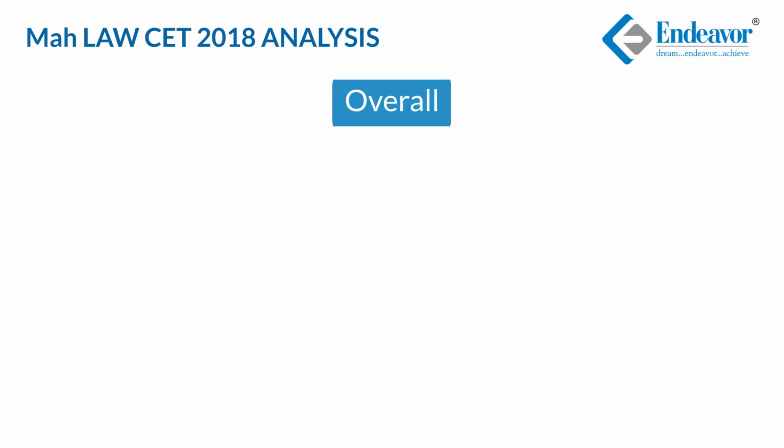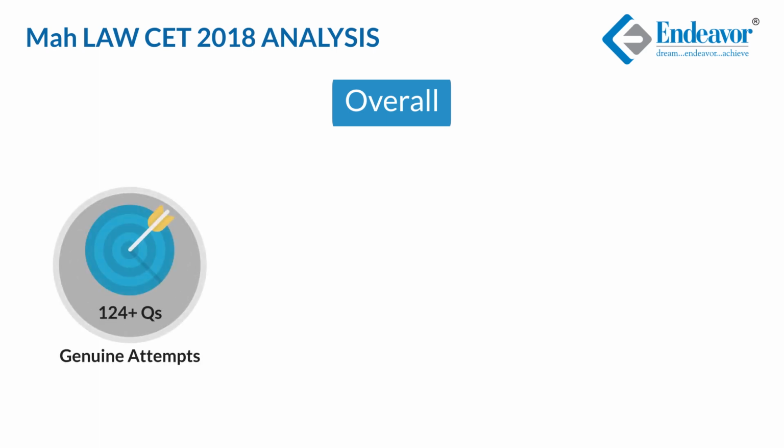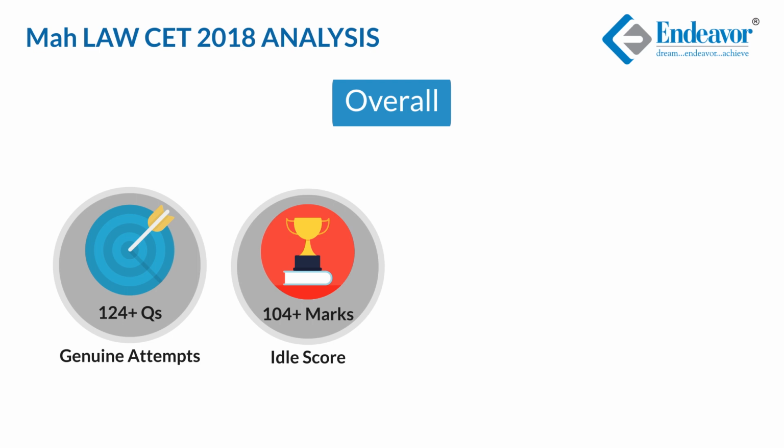Out of a total of 150 questions in Maharashtra CET, a well-prepared student is expected to have good attempts of around 124 plus with a good score of around 104 plus. A student scoring 104 plus would probably end up getting into the top 5 law programs of DHE Maharashtra.